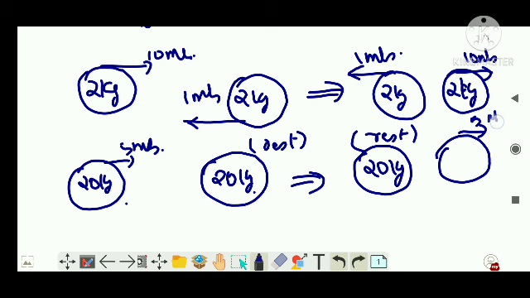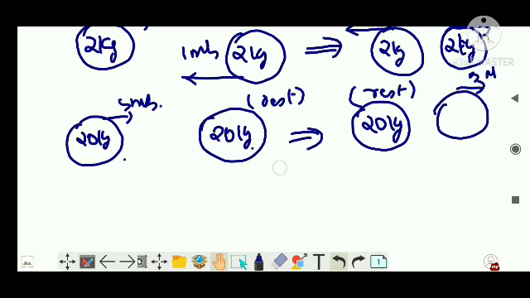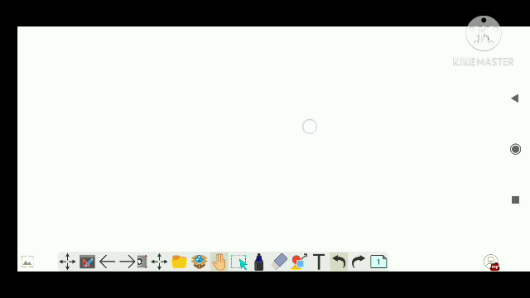Right, this is 5 meter per second. Clear? I hope the concept is clear. Now using this question, that is a very good JEE question.